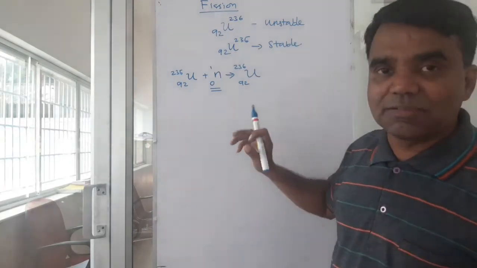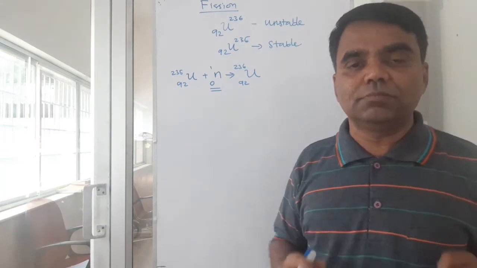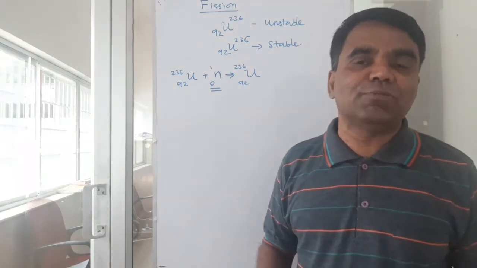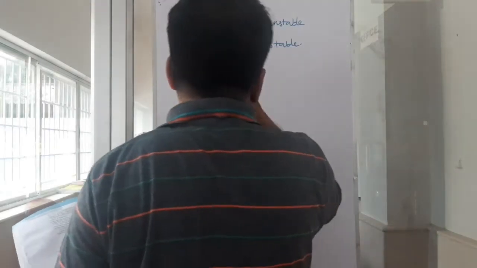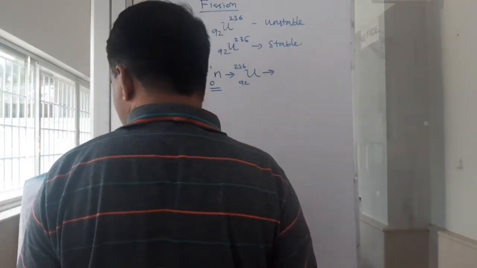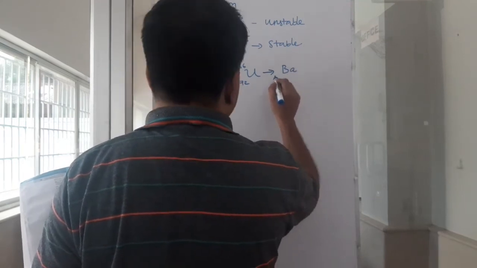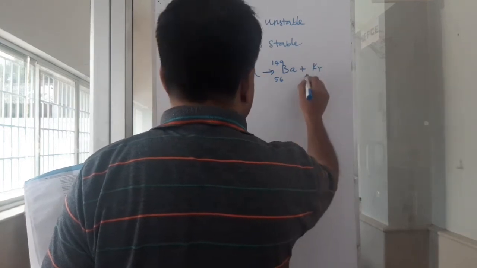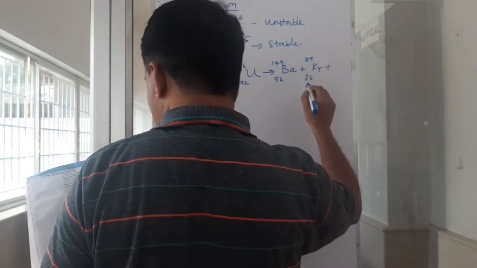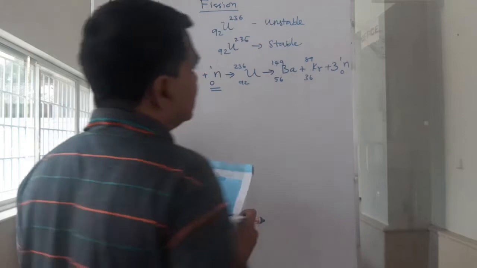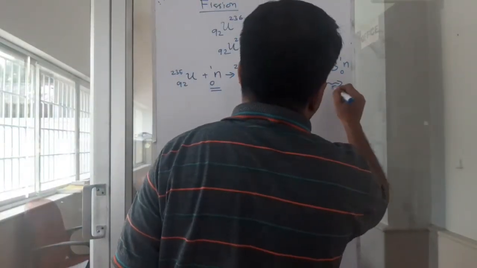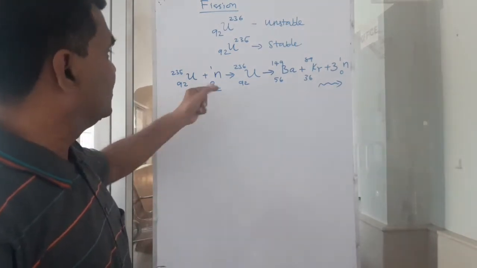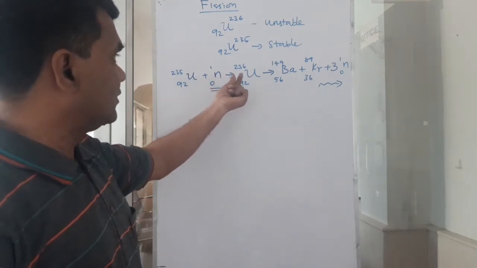The moment it becomes uranium-236, it becomes unstable, as we said. Then it will start disintegrating. It will become two smaller nuclei, because it has to become stable. One is barium, which is 56, and the other one is krypton, which is 36 and 89, and plus you are going to get 3 neutrons. You will also have energy coming out of it. What have you done here? You have taken a stable nucleus, uranium-235, bombarded it with a neutron, and made it uranium-236.